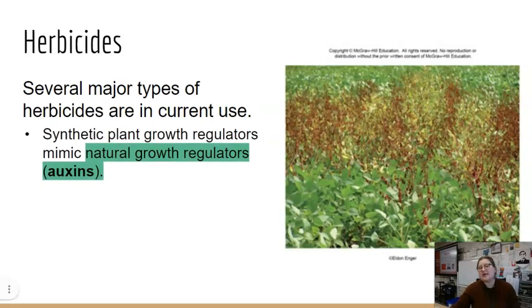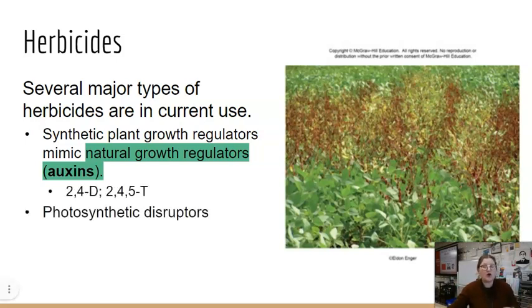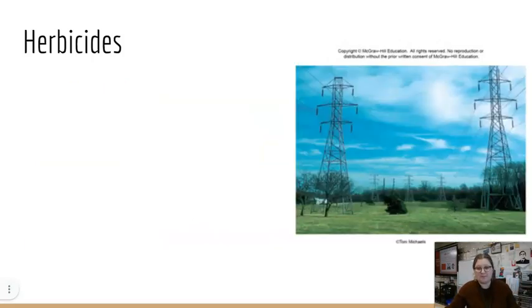There are several major types of herbicides currently in use. There are some that are synthetic plant growth regulators that mimic natural growth regulators like auxin. So it basically messes up the hormones of plants to interfere with their growth. There are also photosynthetic disruptors. If plants can't photosynthesize, they can't live. That's how they eat. That's how they create the sugar that they can then eat. And then there are also enzyme inhibitors, so messing up the chemical reactions and proteins that are going on in their body.